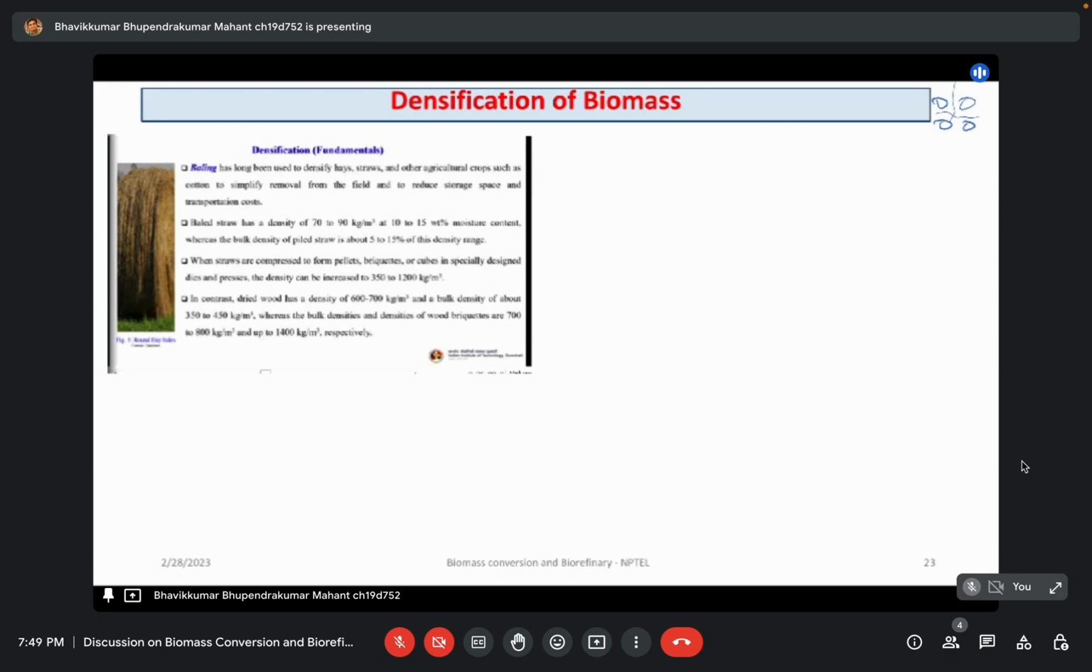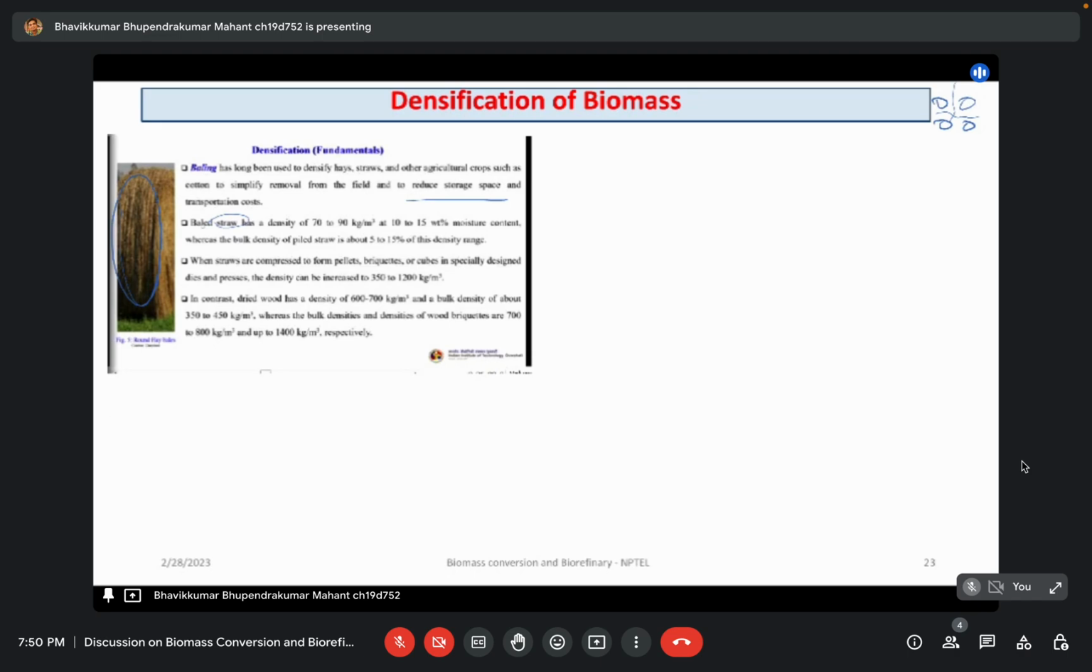Baling is a process mainly used for straws and different kinds of fibrous biomass, other agriculture crops, because they have very low density. So what is baling? We press it in such a way that it increases the density. Straw means whatever the agriculture waste, we can give the name straws. If you have light density material, then it requires a large amount of storage. If you densify it, it reduces the storage space, and it reduces the transportation cost also.